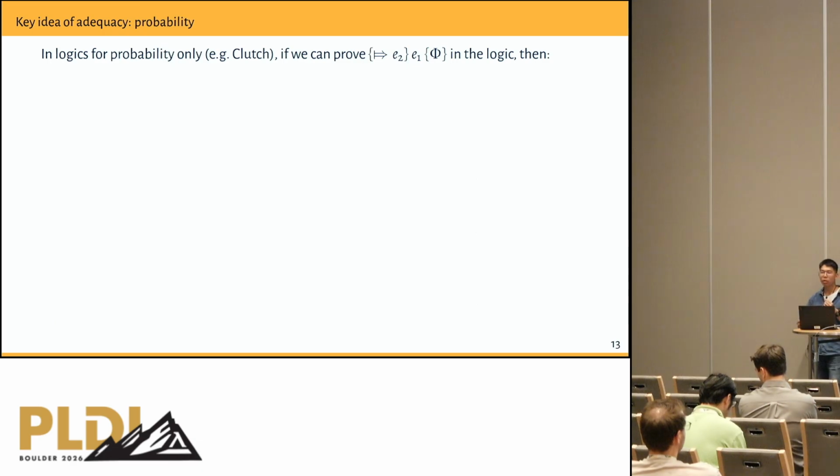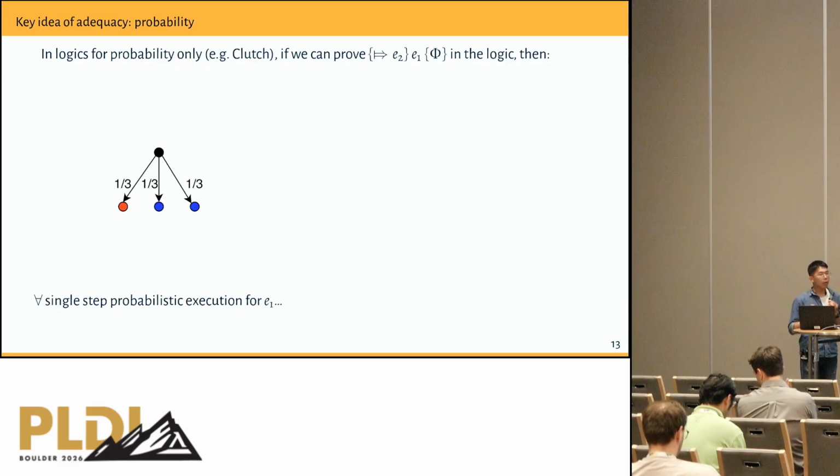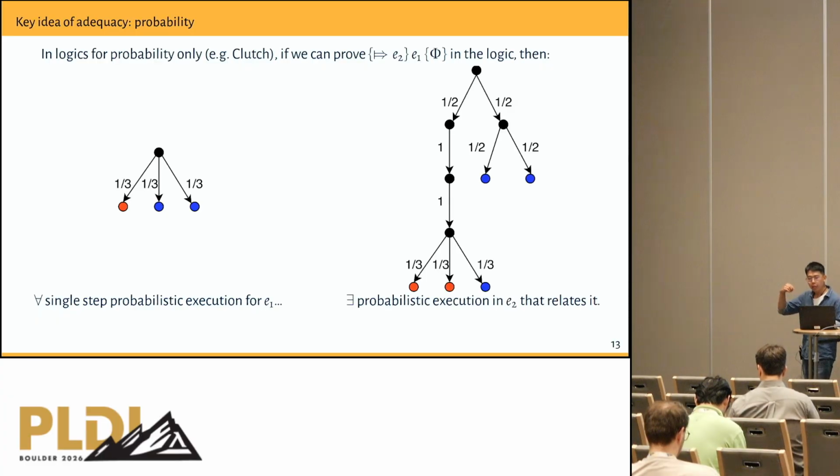What if we just consider languages with just probability and no concurrency? Well, it's slightly different because now instead of a single line representing the trace, we now have probabilistic execution trees to take into account probabilistic sampling. And we considered that for every single probabilistic execution tree for E1, the adequacy theorem says that you can actually find a possibly larger tree for E2 such that their endpoints are related. In particular, there's coupling between the leaves.